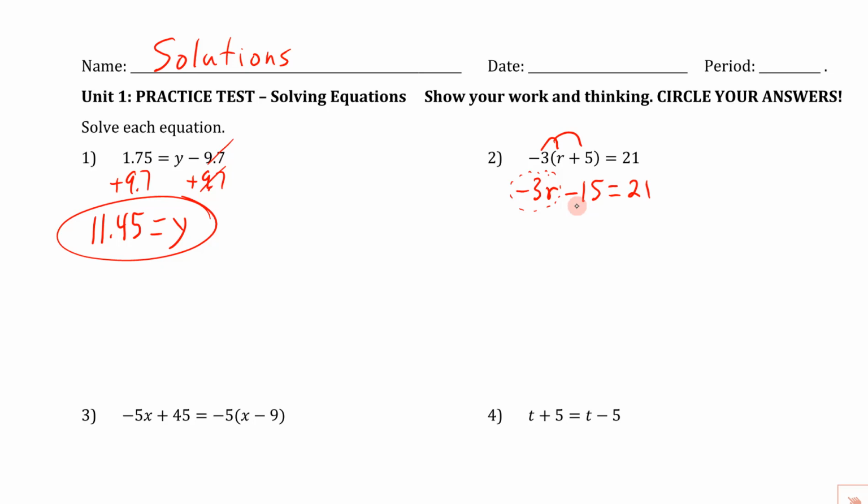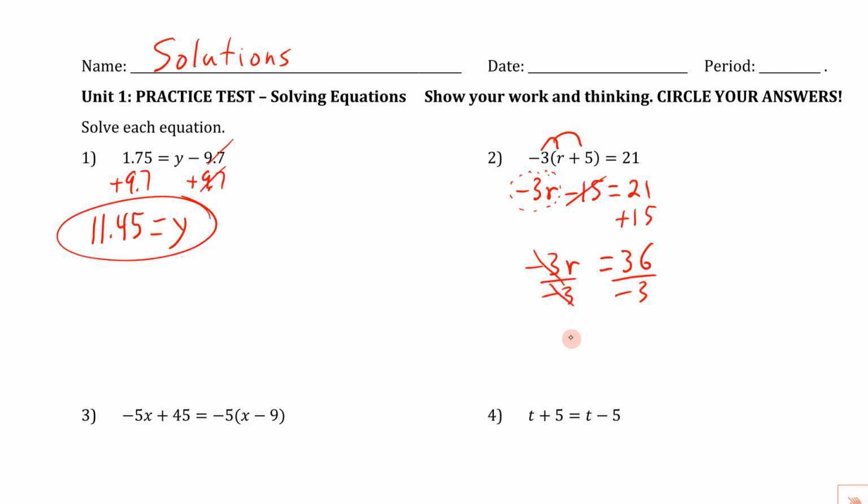Before we get the variable isolated, we want to get rid of that subtracting 15. So I'm going to add 15 to both sides. I'm just going to move this over to the other side, and that's what happens when we move it over there. So we've got the equal sign right here. 21 plus 15 is 36. We've got the negative 3r right here, and then we're going to go ahead and divide both sides by negative 3. So I'll divide here by negative 3 and there by negative 3.